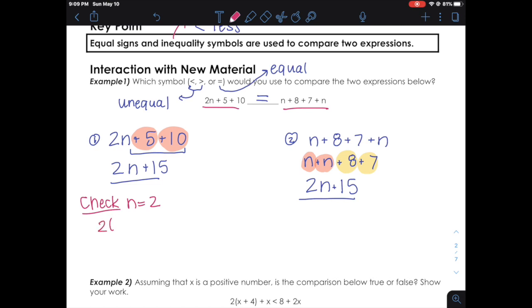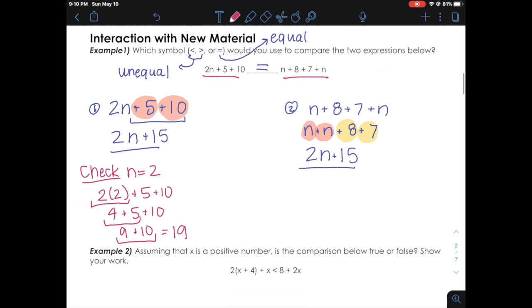Let's say n is going to equal 2. So for the expression number 1, we have 2 times n, which is 2, plus 5, plus 10. We have to follow the order of operations, so we do multiplication first. 4 plus 5 plus 10. And we get 4 plus 5, which is 9. Bring down our 10, and 9 plus 10 gives us 19.